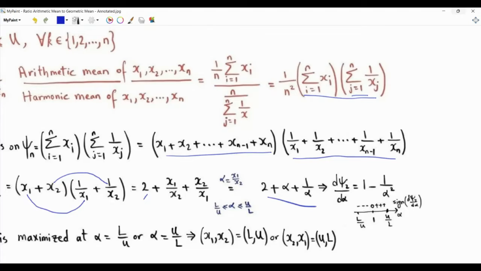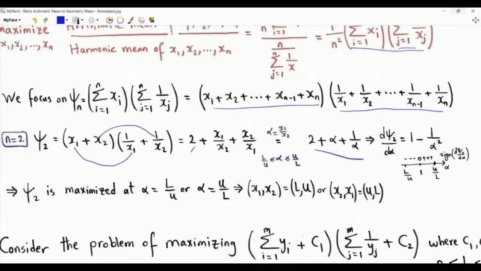So we are interested in the maximum of psi 2. In this case, the maximum will occur at the boundaries. So alpha is L over U or U over L. And this is obtained by setting x1 equal to L and x2 equal to U, or vice versa. This will indicate that, most likely, the solution will be a boundary solution in which the variables will take the values L or U.